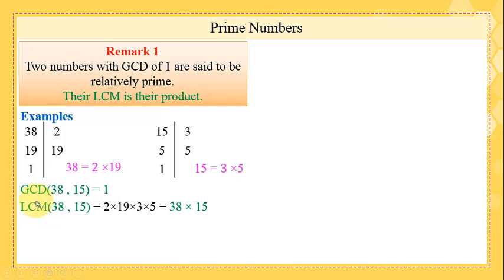Now, according to the rule of the least common multiple, the least common multiple between 38 and 15 will be the product of all the prime factors of the two numbers. So, it will be equal to 2 times 19 times 3 times 5, which is equal to 38 times 15. So, as you see, 38 and 15 are relatively prime numbers because their greatest common divisor is 1, and the least common multiple of such numbers, which are relatively prime numbers, will be equal to their product.